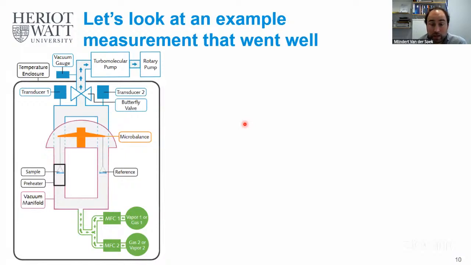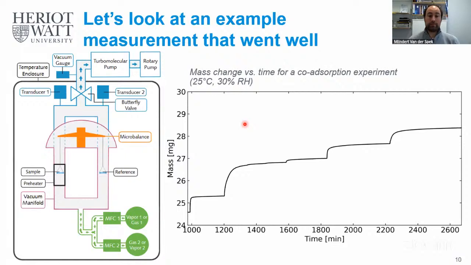Now let's look at a measurement profile for a coadsorption measurement that went really well, right? So what you see here is a graph, and on the horizontal axis we have time in minutes, and on the vertical axis we have the mass of the sample in the sample pan. This is an experiment done at 25 C and 30% relative humidity, and this is for a polymeric resin.